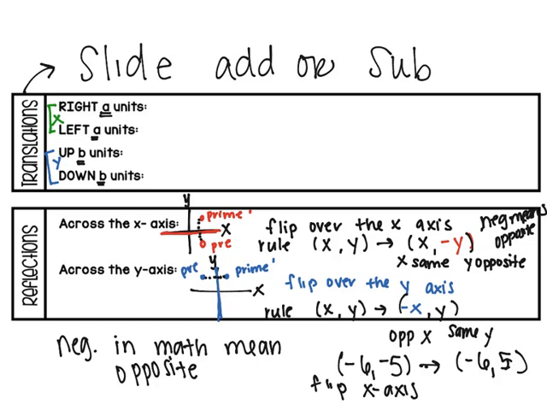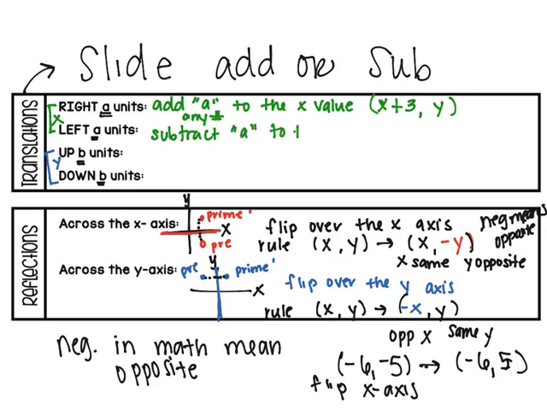Right A units would be add A, or any number, to the x value. So it would be (x + 3, y). So we're adding to our x value. Whereas going left would be to subtract A, which is again any number, from the x value. And again, you can see here going right or going left is the same thing as adding or subtracting. So it would be (x - 6, y). We didn't do anything to the y, we just did something to the x value.